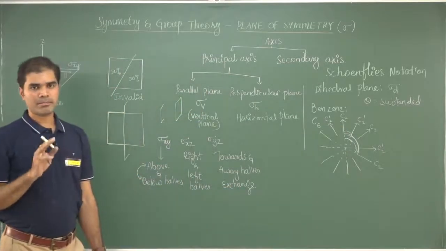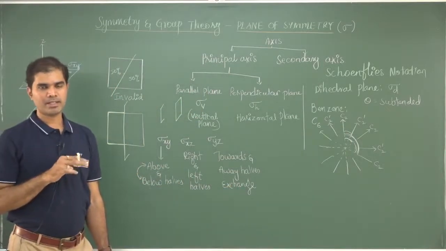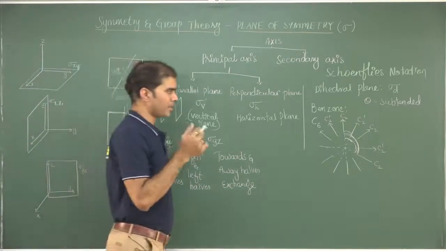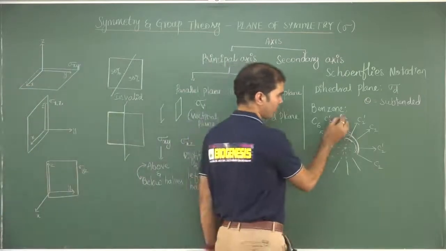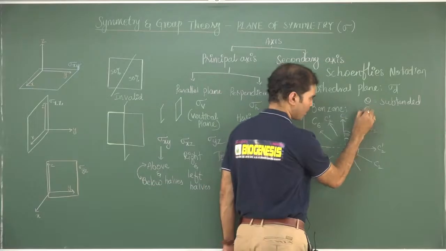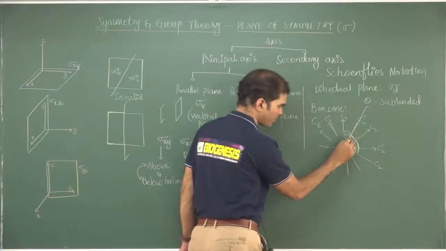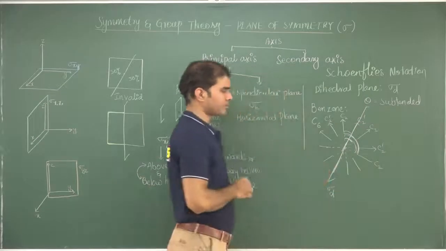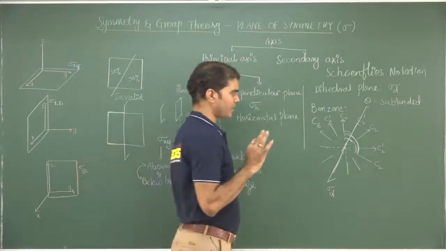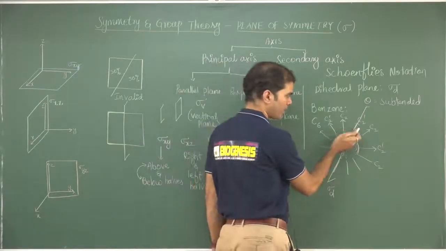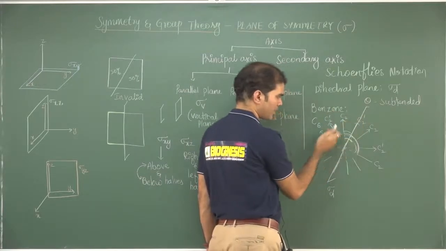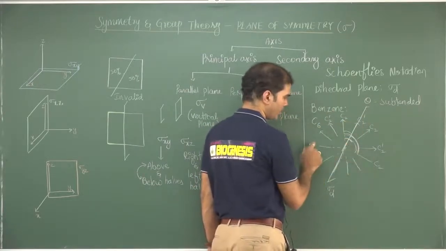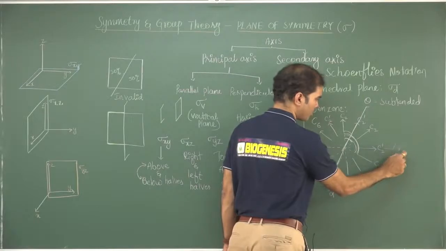A dihedral plane is a plane that bisects a dihedral angle that is subtended by two similar and consecutive C2s. So if I consider this C2 and this C2, a plane that I draw must be a dihedral plane. This is by definition. So each dihedral plane would pass through a C2 prime and a C2 prime. This would give altogether 3 sigma Ds.